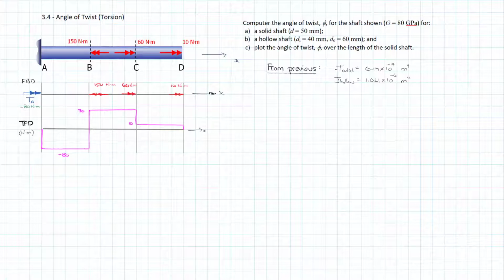And so I'm just going to copy them over here from that problem. I'm not going to recalculate them. If you want to jump back, I'll put a card up here in the corner so you can go back and look at that video where we did the internal stresses, where I also calculated the polar moments of inertia for these two sections. So what we need to do is look at the angle of twist.